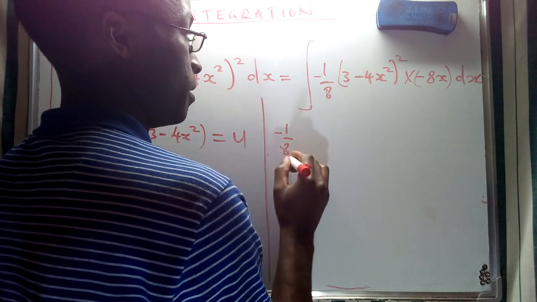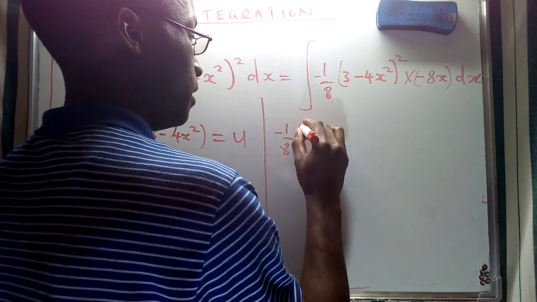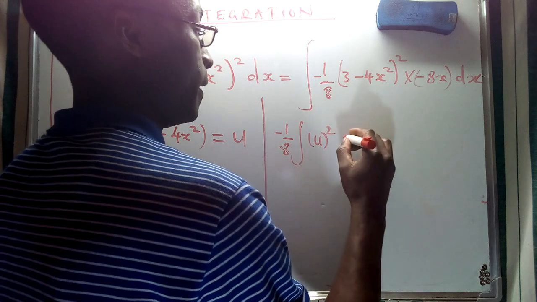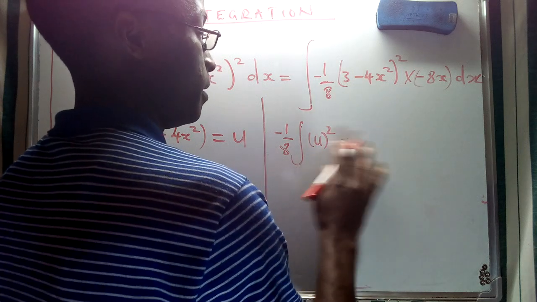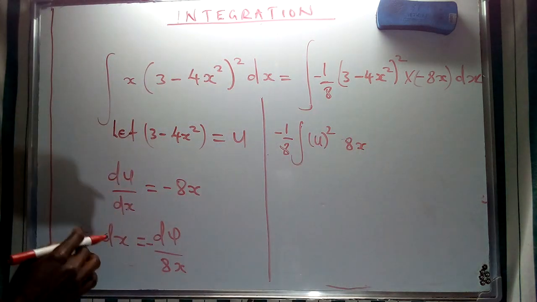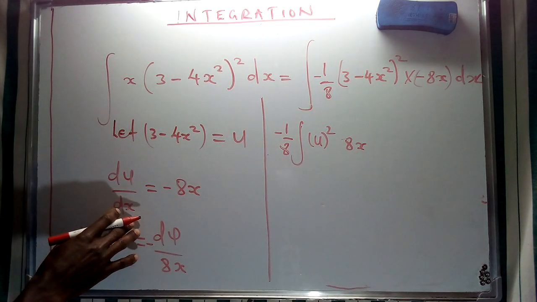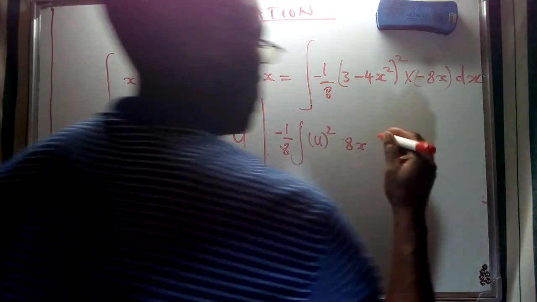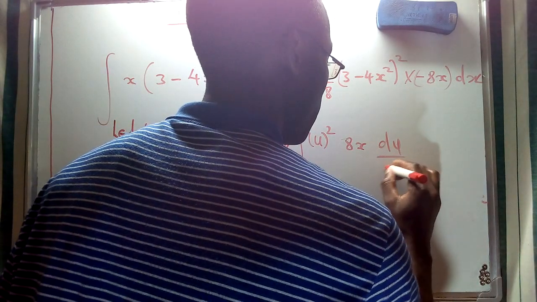We have taken out this specific constant, and then the integral of u squared times, rather just going to put 8x. And then for dx, we had said that we can do a substitution for that one using this specific missing link that we had given as du over dx.